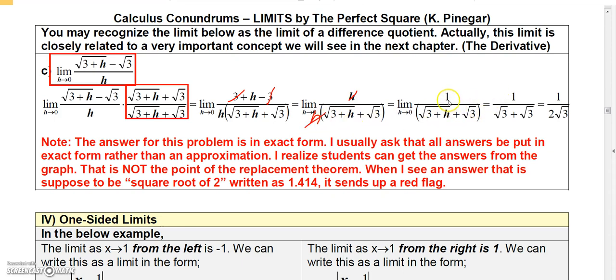And now I get 1 over square root of 3 plus h plus square root of 3. And now if you let h go to 0, you can evaluate this directly, and you get 1 over square root of 3 plus square root of 3, which is 1 over 2 square root of 3. And so that's your final answer for the limit.